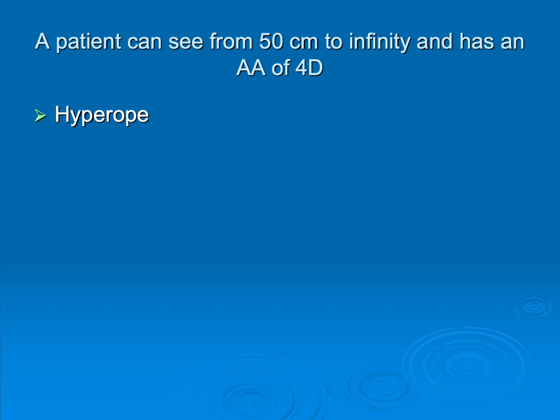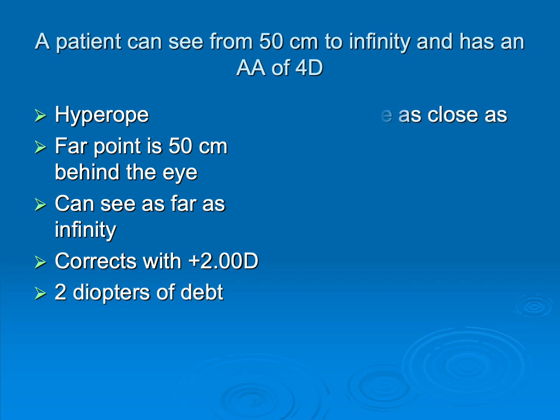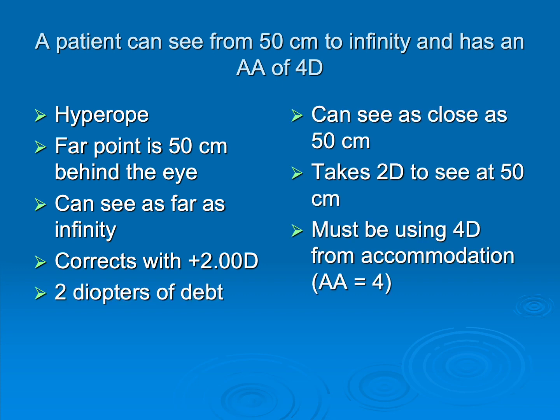And so the way you would do that is you would say, well, if I've got 4 diopters of accommodative ability and I can only see as close as 2 diopters worth, then I must be using 2 of my 4 to get out of debt. And so that tells me that I've got 2 diopters of debt. It tells me that I would use a +2 to treat this patient. And where would their far point be? 100 divided by 2 is 50, so it'd be 50 centimeters behind the eye. And so by kind of doing step 2 last, which this problem is forcing you to do, you can answer all of these questions. It still uses the same method.